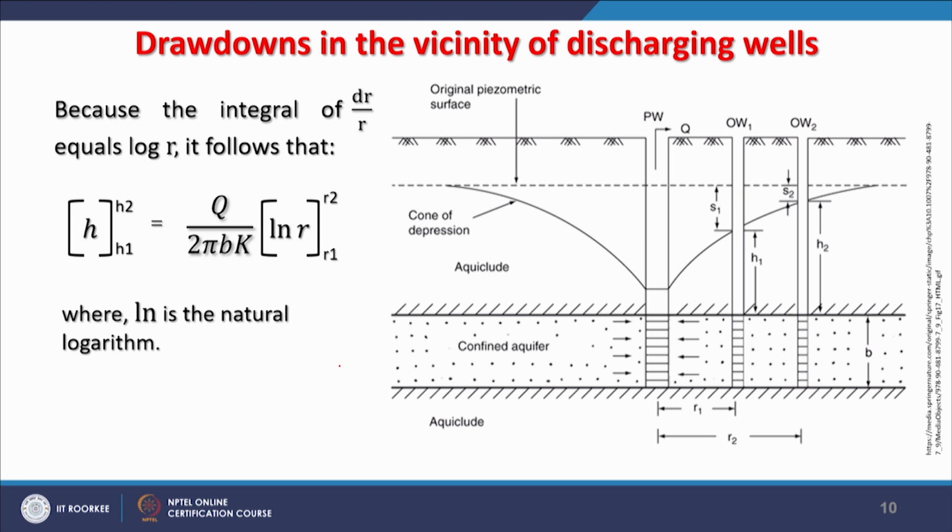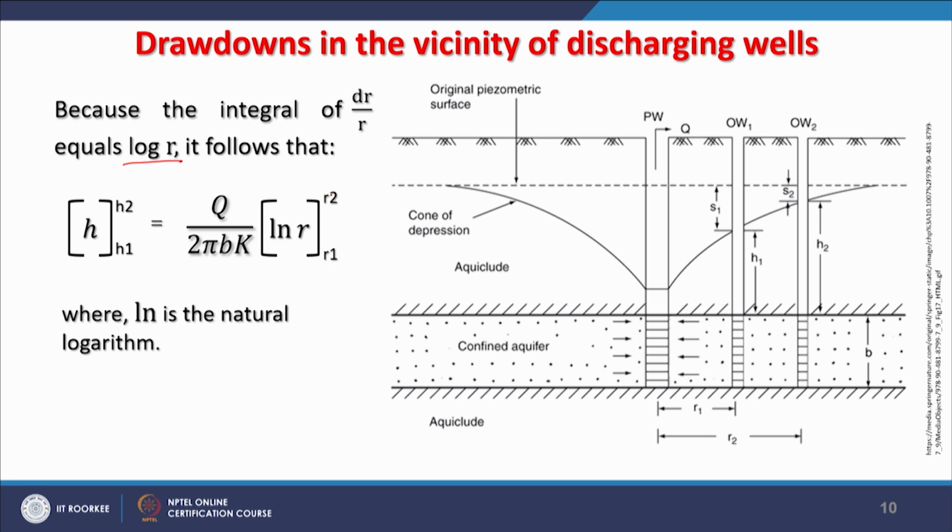Because the integral of dr upon r is the natural logarithm of r, the entire equation can be written as h2 minus h1 equal to Q upon 2 pi B K times the natural logarithm of r2 upon r1.